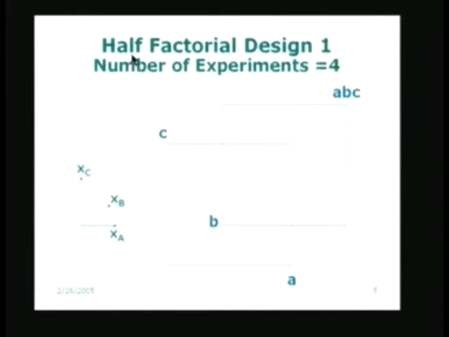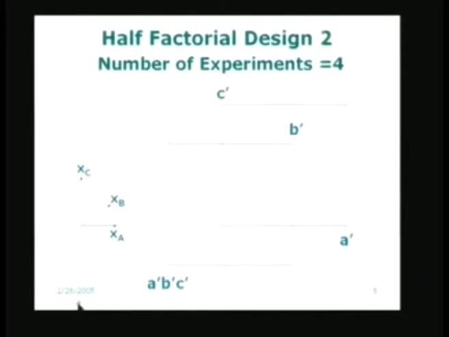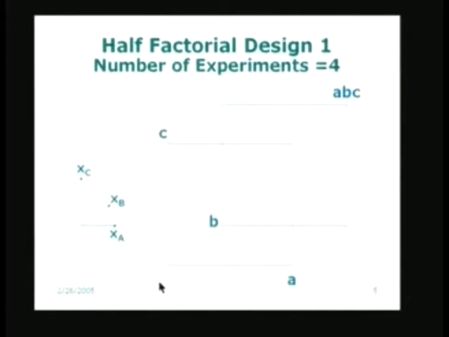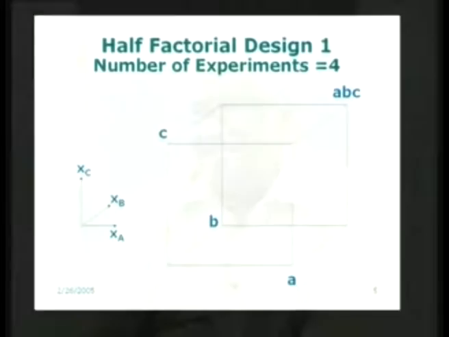The first half factorial design I get is by taking the values A, B, C, A, B, C, and of course, I will get a second one by taking B prime, A prime, A prime, B prime, C prime and C prime. Therefore, I can have 2 half factorial designs. That means that the number of experiments I am going to perform is reduced by a factor of 2.